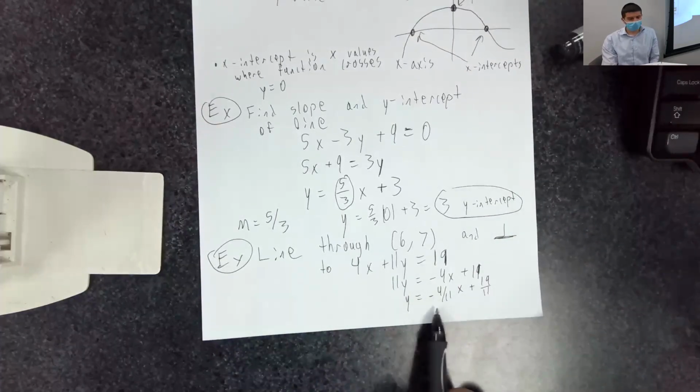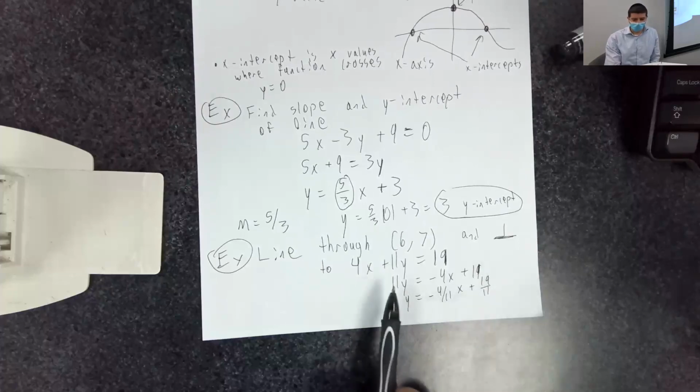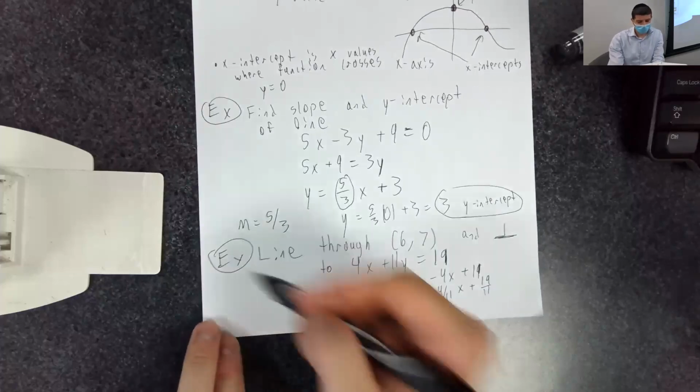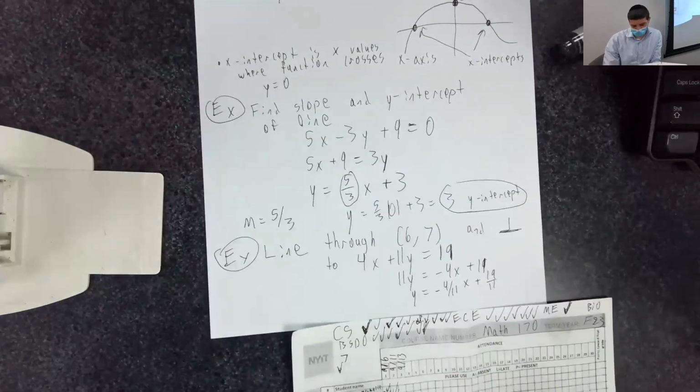Now let's try. So what's the slope of this line? Negative 4/11. So now to be perpendicular, I need the negative reciprocal. So what would that be? It would be 11/4. 11 over 4. Good. It's like Ronaldo's saying.